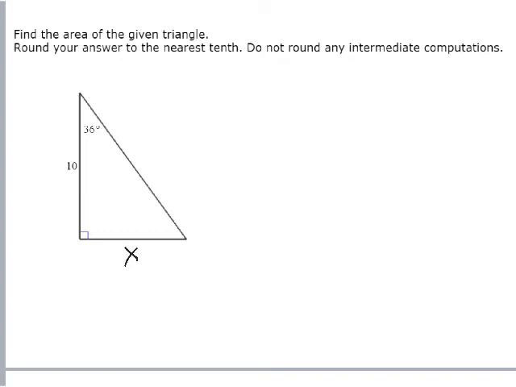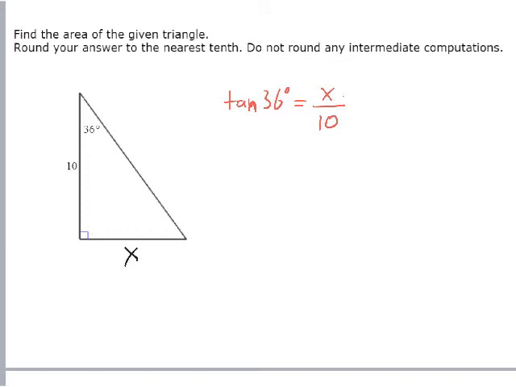So to do that, let's use trig. For trig, won't that be tangent of 36 degrees is equal to opposite, which is your x, over adjacent, which is 10. So we're using tangent of 36 degrees, opposite over adjacent. And then if we solve that for x, we will have our base. Once we have our base, we can find our area.